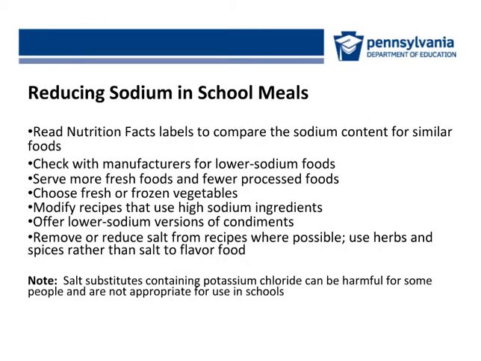So some tips for reducing sodium in school meals would really be to read those nutrition facts labels and compare the sodium content for similar foods and try and select ones that have the lower sodium content that your students will still accept. Also check with manufacturers and your vendors for lower sodium food options. Serve more fresh fruits and vegetables and fresh foods in general, and fewer processed ones. And you also can look for lower sodium canned options as well, including some of the USDA foods.